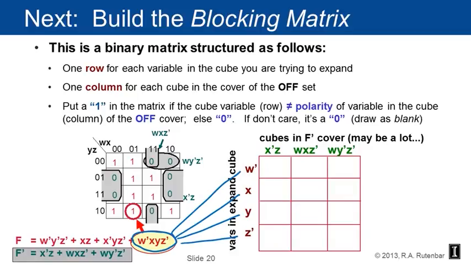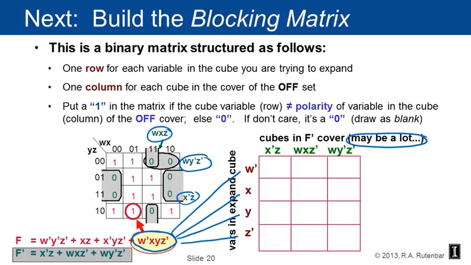And it's got a column for each cube in the cover of the offset, which means it's got an x bar z column, it's got a w x z bar column, and it's got a w y bar z bar column. Now, one of the things that I'll just note is, boy, this can be a pretty big matrix. You might not have that many rows, but you could have thousands and thousands of columns. It's just the way it works, because you could have a lot of cubes covering that offset. So, one row for every variable in the cube you wish to expand, one column for every cube you don't want to cover in the offset.